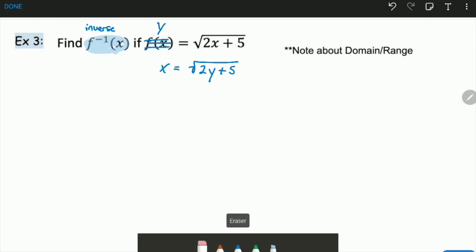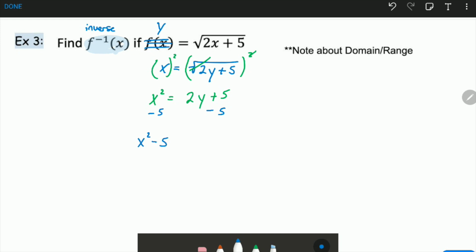So as I go through this, I need to get y back by itself. So I'll get rid of anything outside the radical first, and there is nothing. So I will start by squaring both sides. So we'll have x squared equals, squaring and square root will cancel, 2y plus 5. Then we'll get rid of addition and subtraction. So subtracting 5 on both sides. So we'll have x squared minus 5 equals 2y.